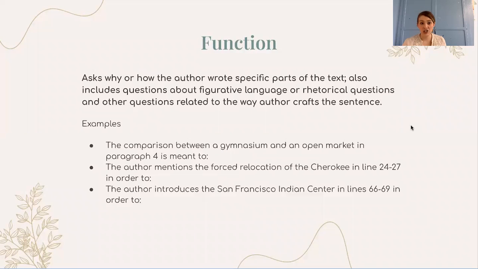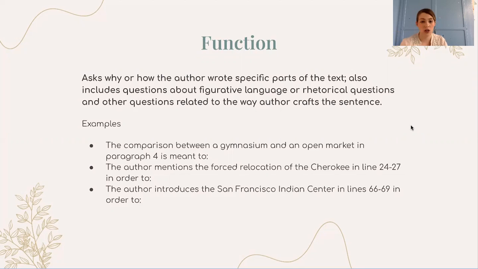Fourth, we have a function question. This asks why or how the author wrote specific parts of the text. It also includes questions about figurative language or rhetorical questions and other questions related to the way the author crafts the sentence. So this has to do with looking into why the author is communicating things in certain ways, so why the author has written things in specific ways within the passage.